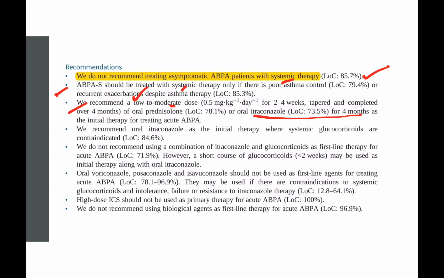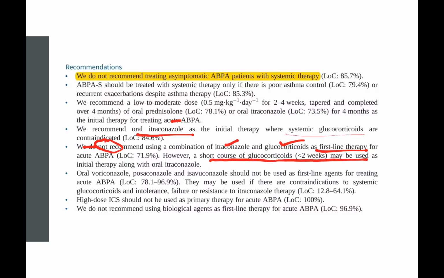When the patient has a contraindication for systemic steroid, then they recommend oral itraconazole. And a combination of itraconazole and steroid as first line therapy, they are not recommending. However, if we are using oral itraconazole, in the initial 2 weeks we can use glucocorticoids.